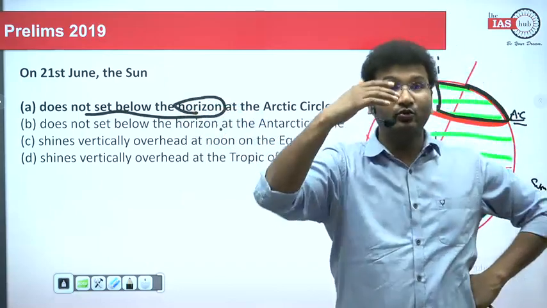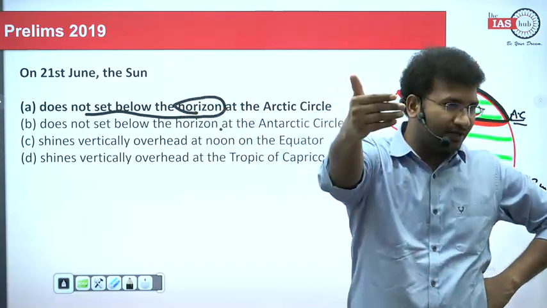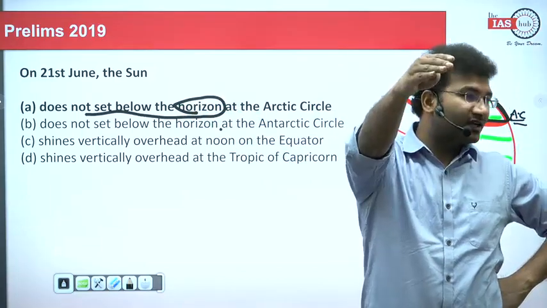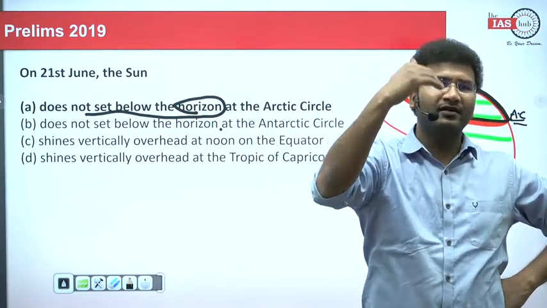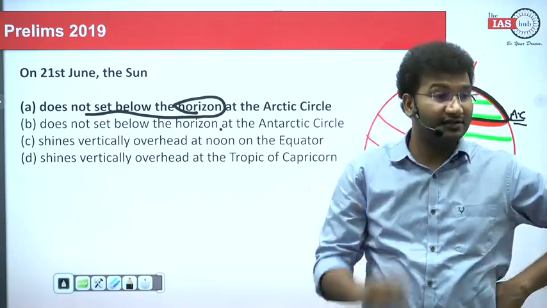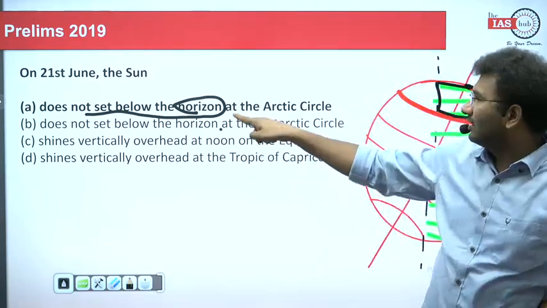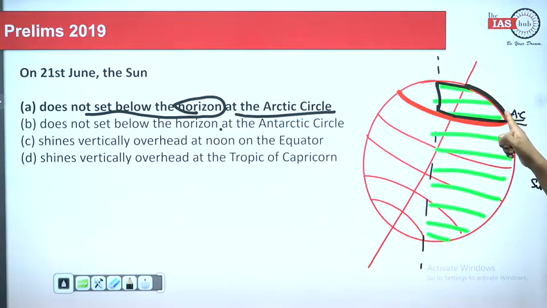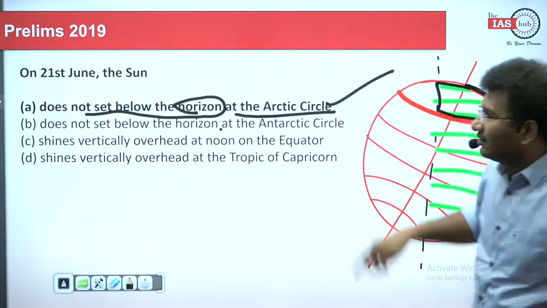The horizon is as far as you can see, as far as the eyesight goes. When you look far away, you feel as if there is a curvature on the earth. That is called the horizon. So at the Arctic Circle, the sun does not set. Right? So the right answer is A.